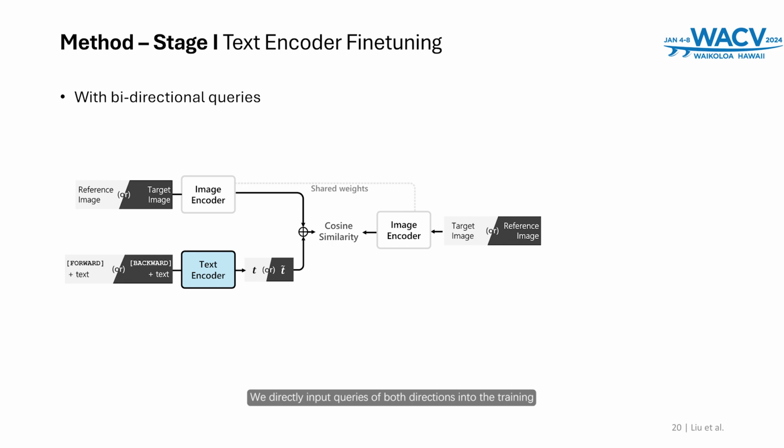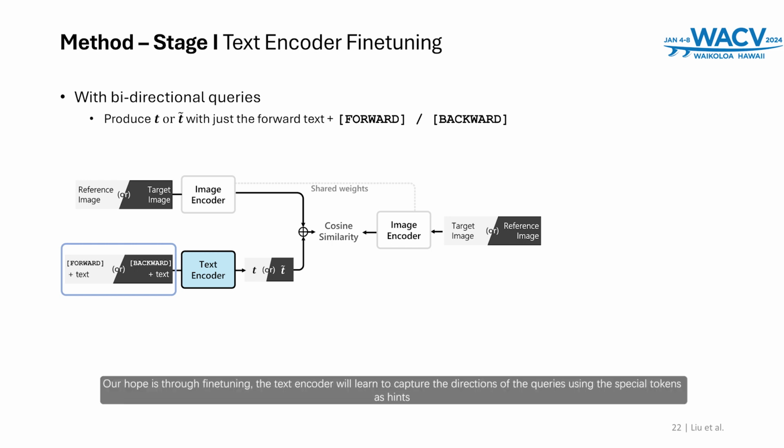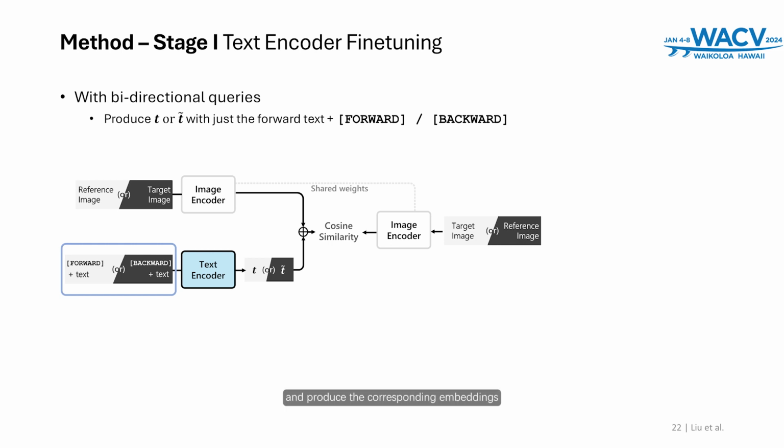We directly input queries of both directions into the training, and in the meantime, we insert the special text tokens forward or backwards into the text, depending on if we are training on the forward or reversed queries, as distinguished by the light or dark backgrounds of the entities. When reversed, we also exchange the positions of the reference and target images. Our hope is, through fine-tuning, the text encoder will learn to capture the directions of the queries using the special tokens as hints, and produce the corresponding embeddings. Here, a seemingly minor design choice that proves to be crucial for the learning of the text reversal is to simultaneously inject the tokens for both directions.